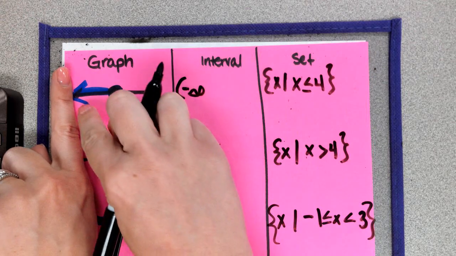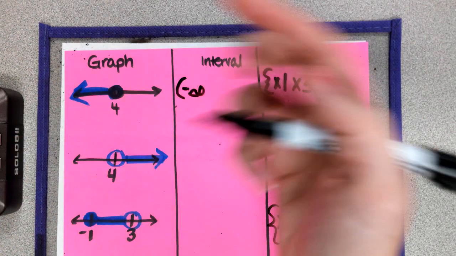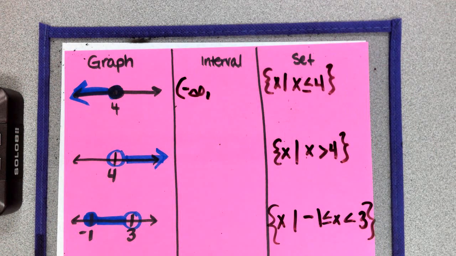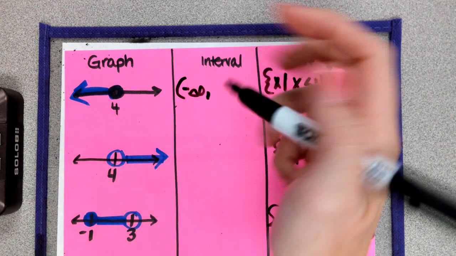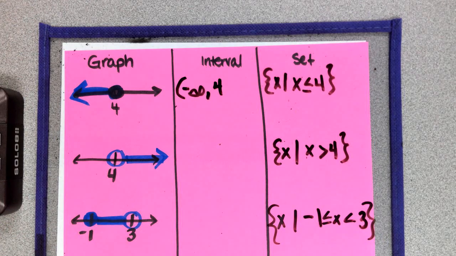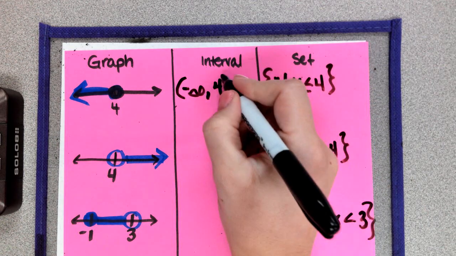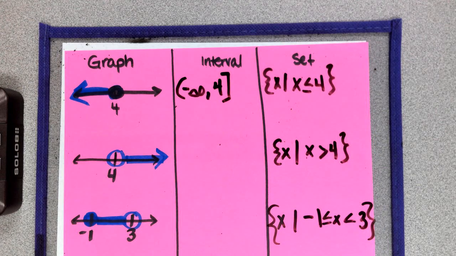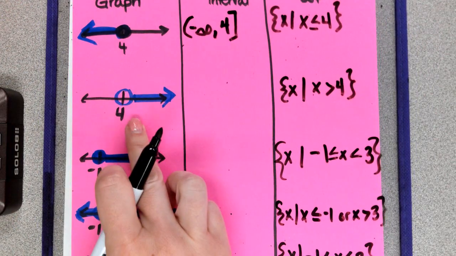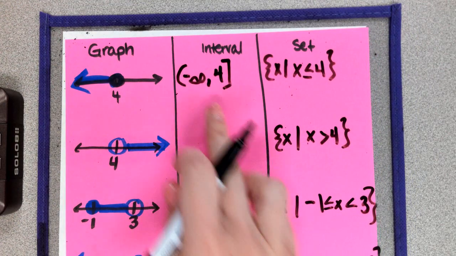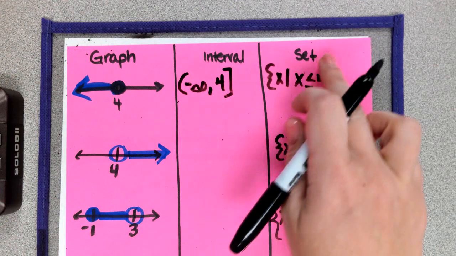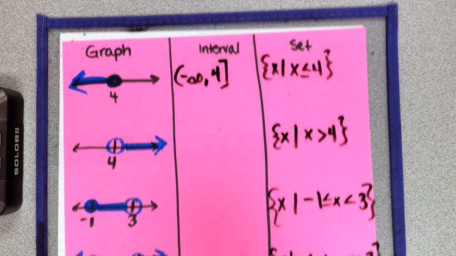Why is it negative infinity? Because it's the first one. That's a terrible infinity. All the way up to, where do our solutions end? 4. Do we include 4? Yeah. So this would be a bracket. Okay? All right, if I do this one, notice for interval notation, you don't need curly braces. Curly braces are only if we're going to use set notation.